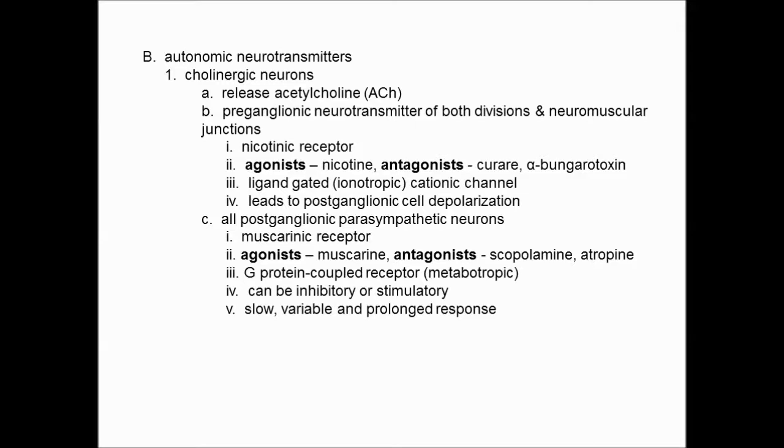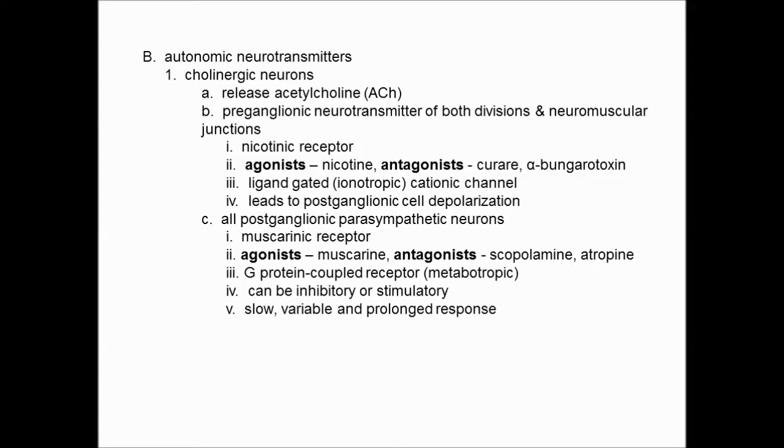All postganglionic parasympathetic neurons are also cholinergic, but they're called muscarinic. That's because another agent, muscarine, a byproduct of one of the mushroom family, is the agonist for these receptors. So nicotine doesn't affect these receptors, but muscarine mimics the effect of acetylcholine on them. And it's antagonized by scopolamine and atropine.